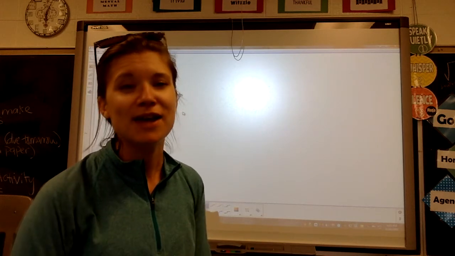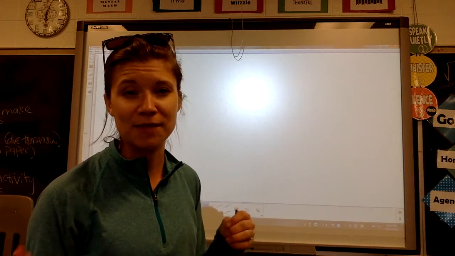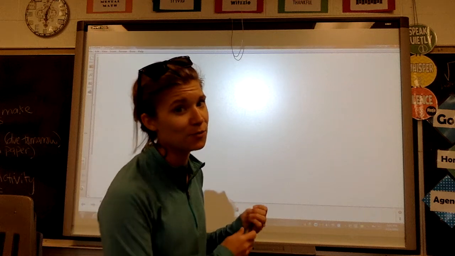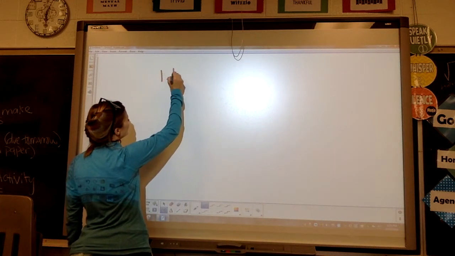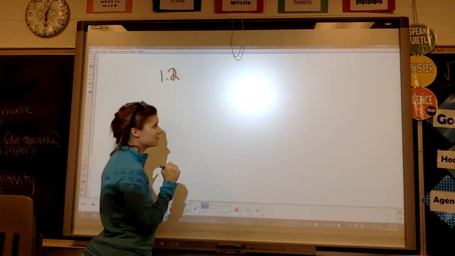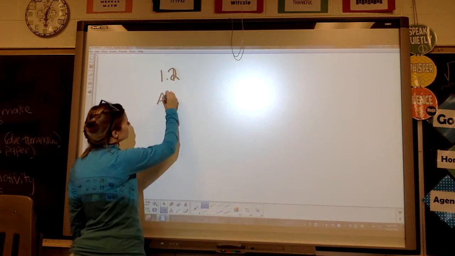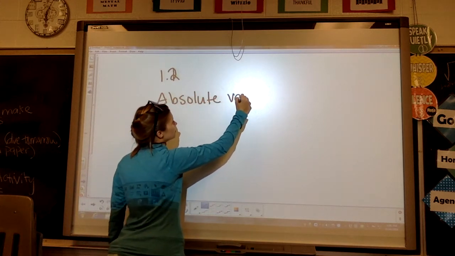taking notes in class. So these are your 1.2 part 1 notes. The first thing we're going to talk about is absolute value. So just like last time, go ahead and write all this down. Did I say 1.1? I meant 1.2. Okay, 1.2. So the first thing we're going to talk about is absolute value.